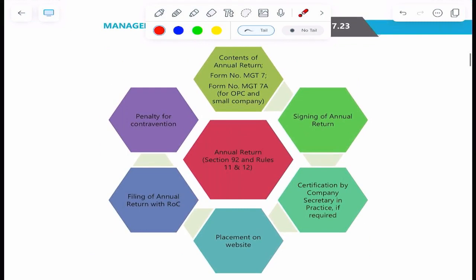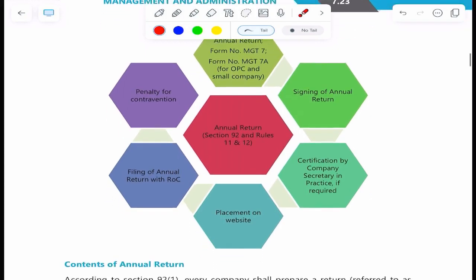Contents of annual return. Form number MGT 7, form number MGT 7A for OPC and small company, signing of annual return, certification by company secretary in practice if required, placement on website, filing of annual return with the ROC and penalty for contravention.